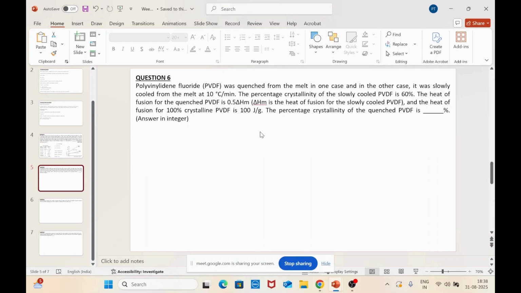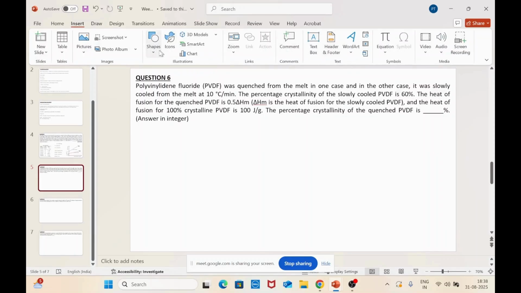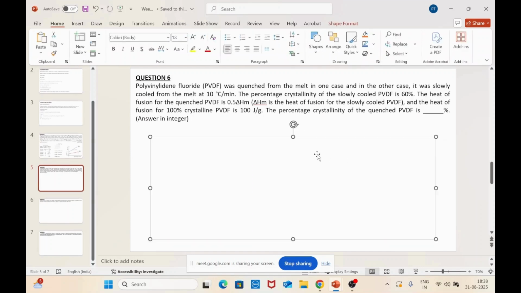So let's rewrite the information we have in the question, and then let's see whether we can solve the problem. So, heat of fusion: first I am going to write the data, the heat of fusion of 100% crystalline PVDF. It's 100 joule per gram. Now this is the heat of fusion for 100% crystalline PVDF.